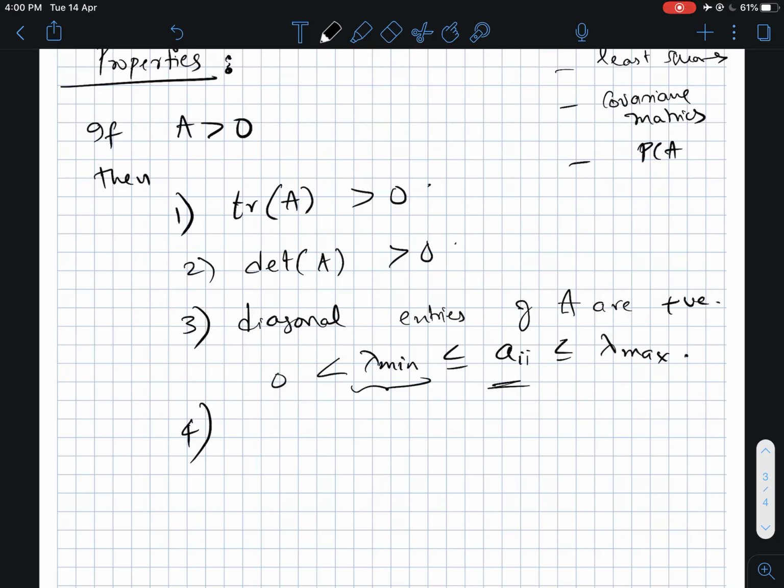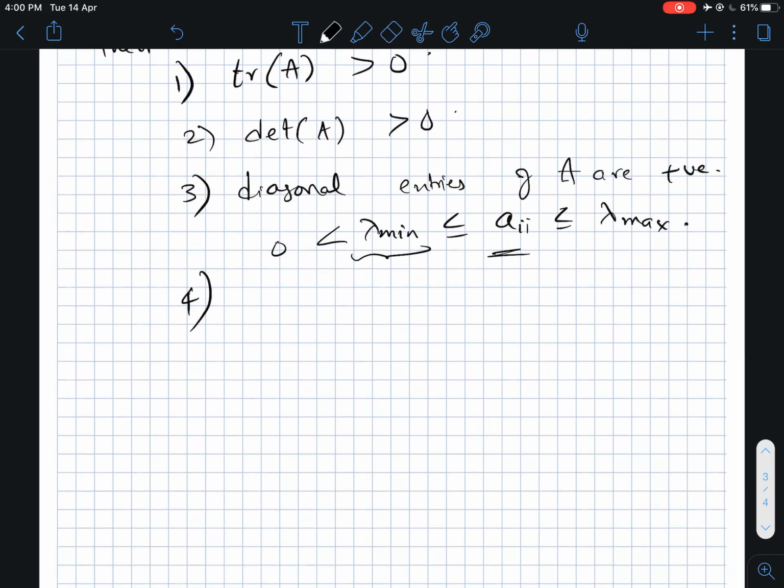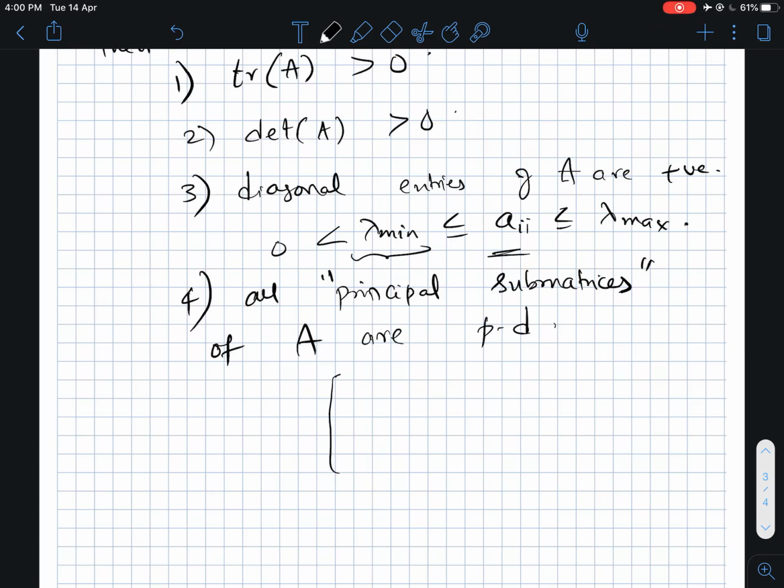Okay. Now let's try to push this a bit and write down something slightly more sophisticated here, right? All principal submatrices of A are positive definite. I'll define what principal submatrices are. What we're saying here is that if A is positive definite, then any principal submatrix, which we'll talk about in a minute, is also positive definite. Okay. Now what is a principal submatrix? We came across this concept earlier when we did the interlacing theorem as well.